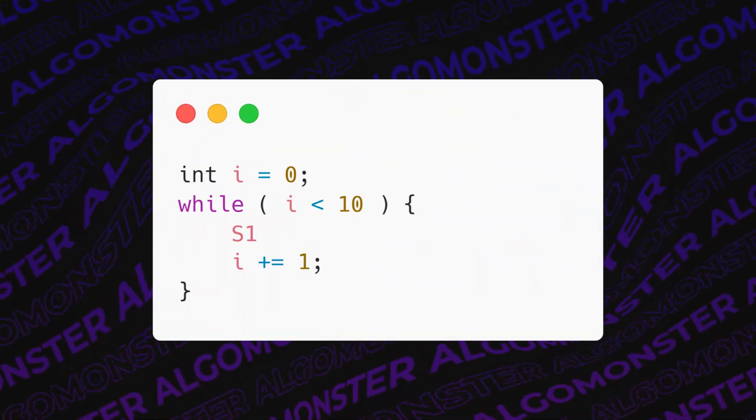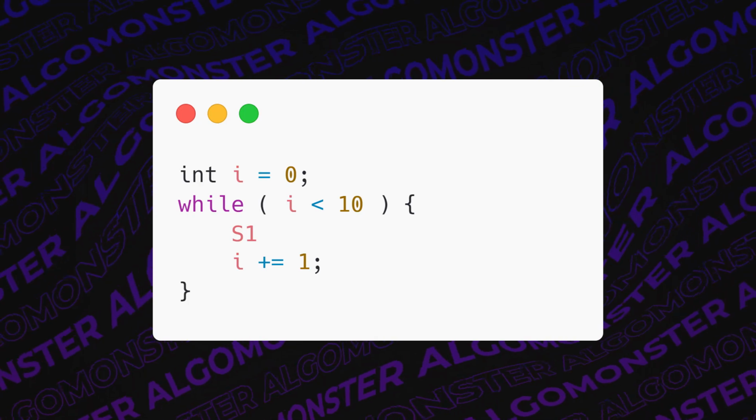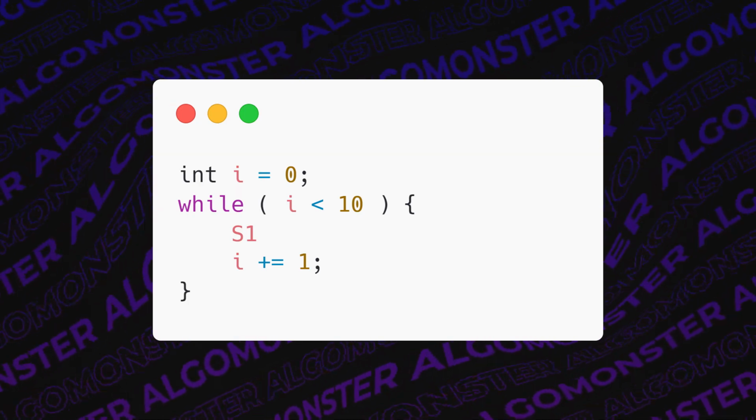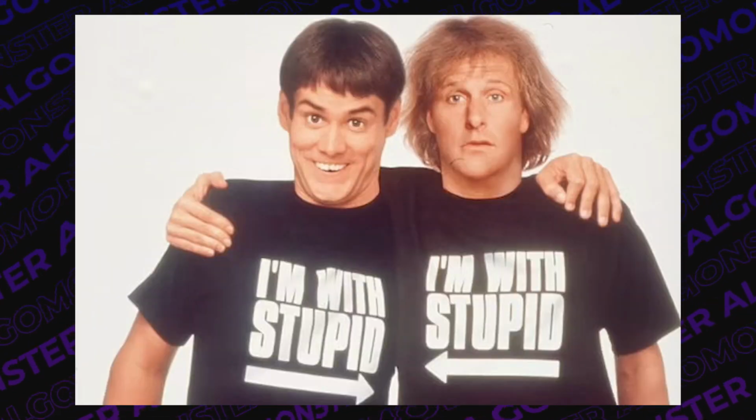But on that note, do not use a while loop to simulate a for loop. So instead of writing int i = 0 and all this while loop stuff, just use a simple for loop. You might be thinking, hey, this is kind of idiotic. I've never seen anyone try to do this before.